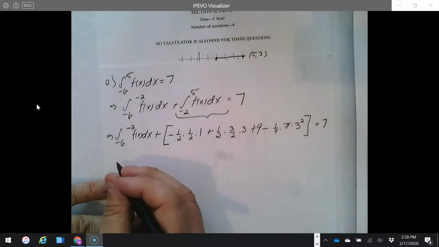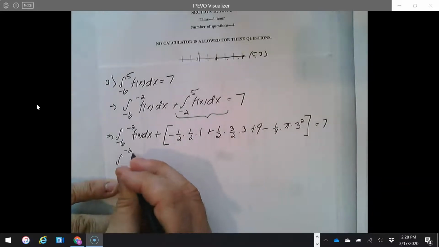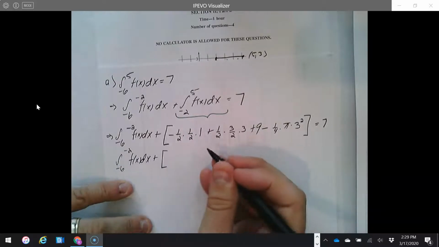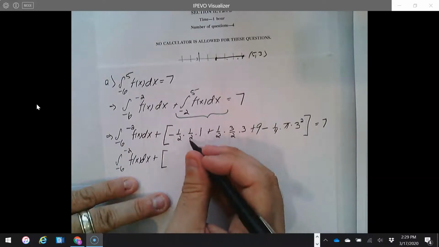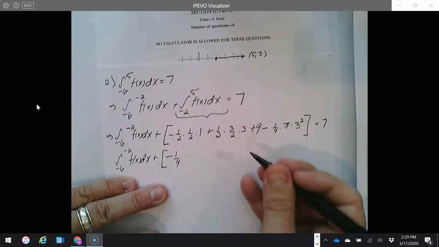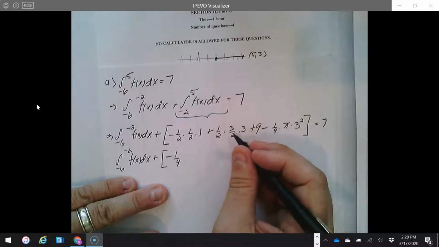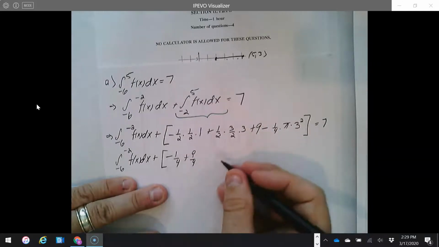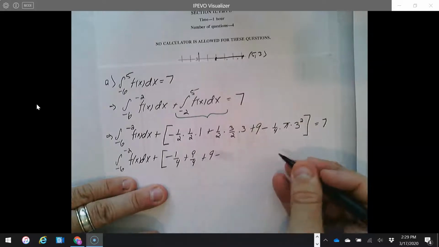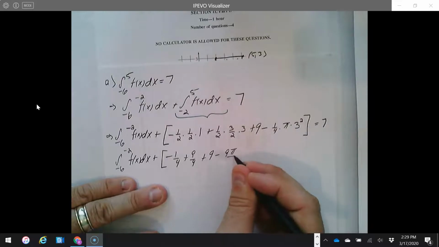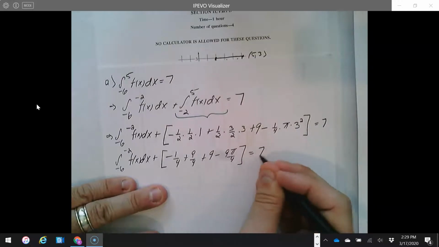Well, we can clean this up a little bit if we want to. The integral from -6 to -2 plus, what do we have here? 1/2 times 1/2 is 1/4 times 1. I'm going to have a -1/4. 3/2 times 3 is 9/2 times 1/2 is 9/4. That's convenient. Plus 9 minus 1/4 of pi times 3 squared is 9 pi over 4.